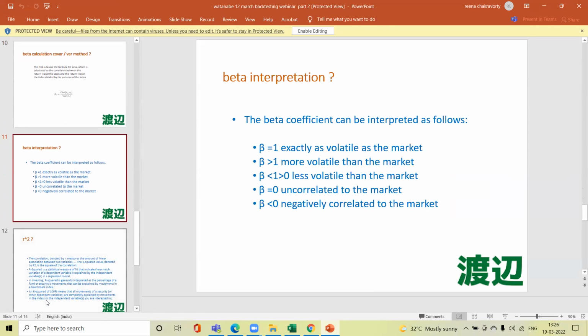This is what beta interpretation is. So beta is greater than 1 means the Bank Nifty is more volatile than market. If it is 1 means it's exactly the same as Nifty. If it is less than 1 means it is less volatile. If it is 0 means there is no relationship or correlation between Nifty and your Bank Nifty. Sometimes it could be negative also. That means both of them are moving in opposite directions. In our case, beta is 1.4.